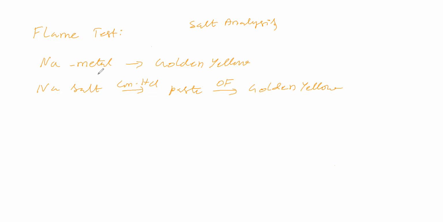Now, sodium metal on flame test gives golden yellow color. Sodium salt with the conc. HCl gives a paste. This paste is introduced into the oxidizing flame. The flame appears golden yellow. So sodium shows a flame color of golden yellow.